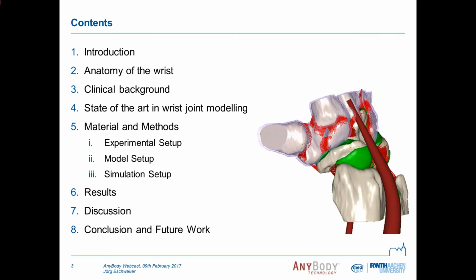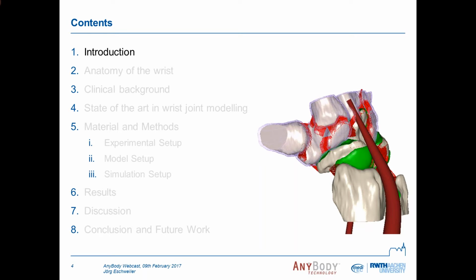And now I want to start with my presentation. First of all, a short look at the outline and what I want to talk about. I will give a short overview about the wrist anatomy and the clinical background. Then I would like to present the state of the art, and after that I start with our approach for wrist joint modeling.